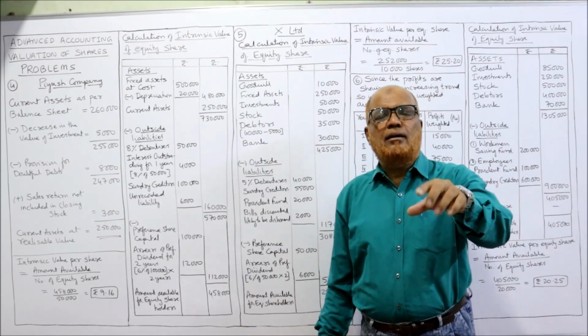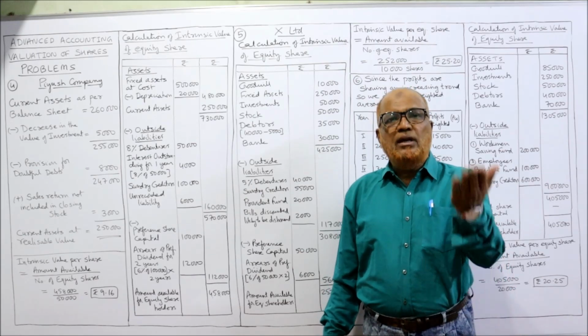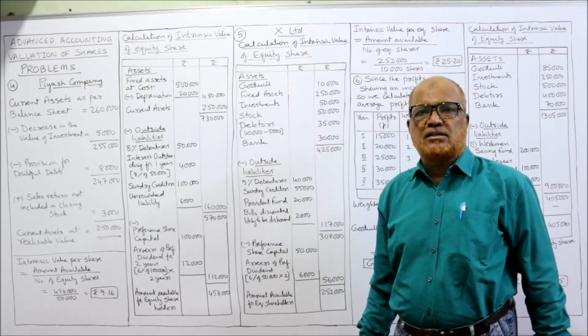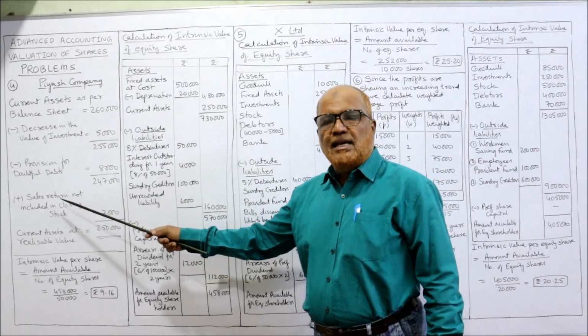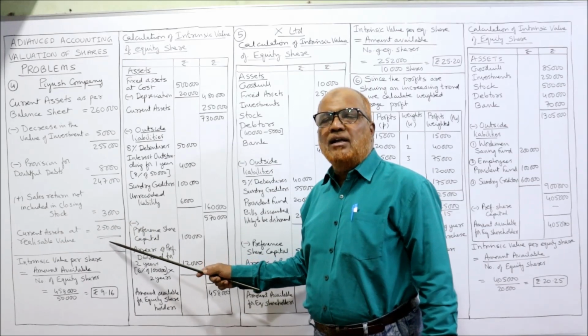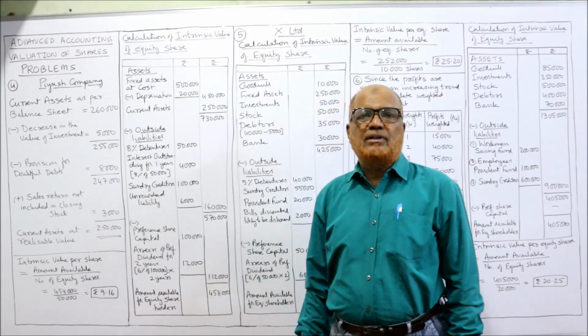Entry is recorded, but the goods are not included in closing stock. Now we have to increase the closing stock. And closing stock is a part of current asset. So we add sales return not included in closing stock 3,000. So finally, the correct value of current assets are 2,50,000.